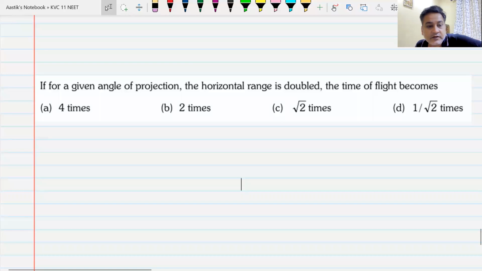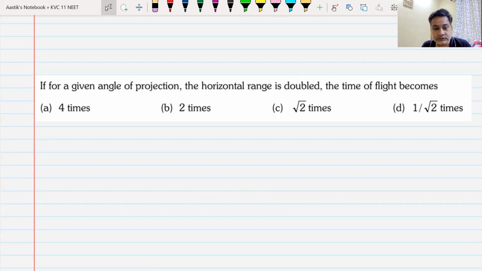This is the question. For a given angle of projection, that means the angle is the same, the horizontal range is doubled. Angle is same, range is doubled. What is the effect on the time of flight? Angle remains the same, my dear friends, but something is changed so that the horizontal range becomes double. What is the effect on the time of flight?